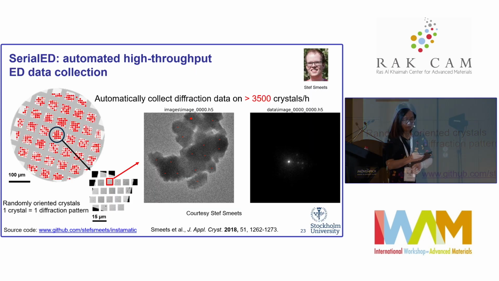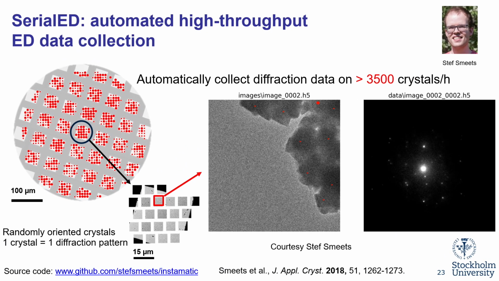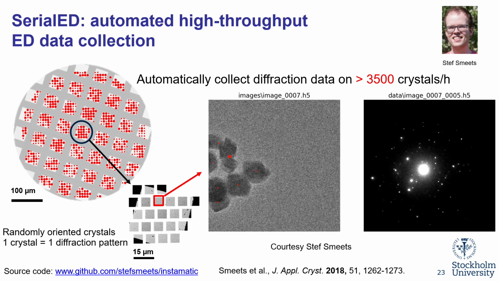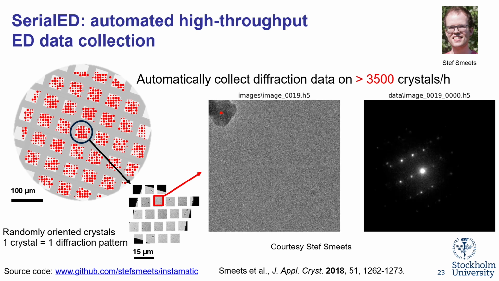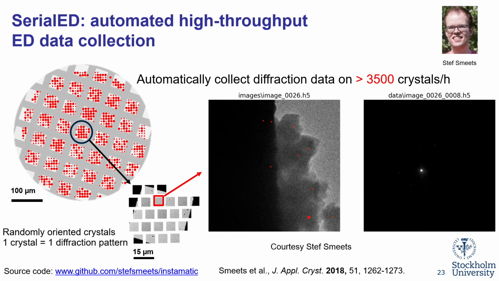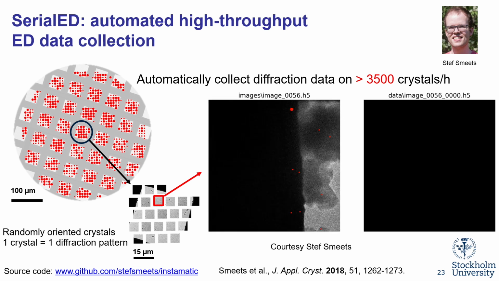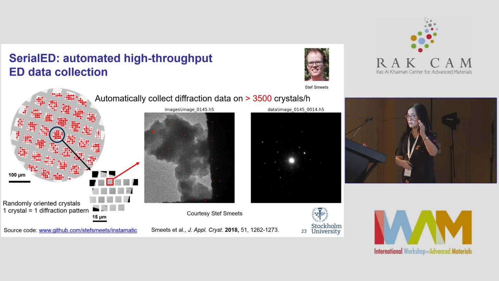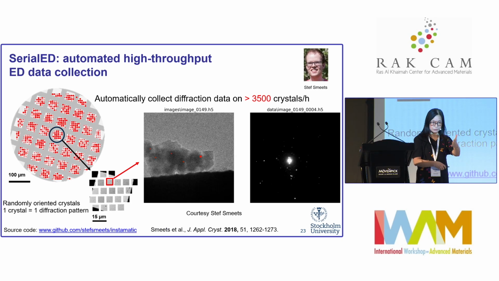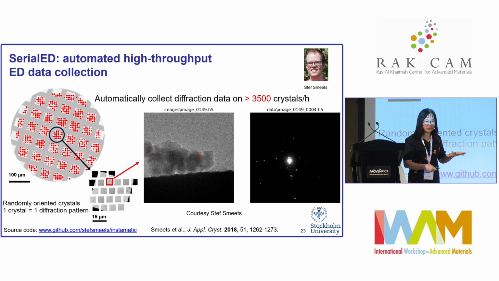This is an example of what I would call zero electron diffraction. What we do is define an area you want to collect data from, like on the grid. Then on each grid square, the program goes there to take images. From the image, we identify where the crystals are, and for each crystal we collect one dataset. So it's one crystal, one diffraction pattern. We don't tilt the crystal. In this way the data collection is very fast, and you can screen several thousand crystals per hour.